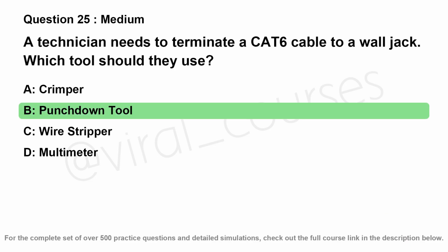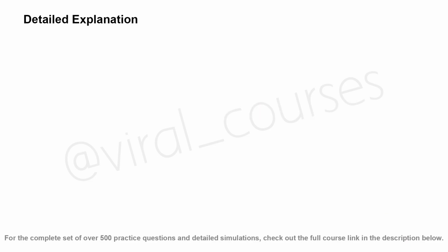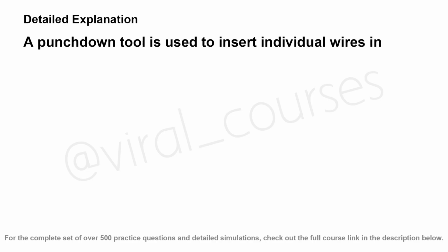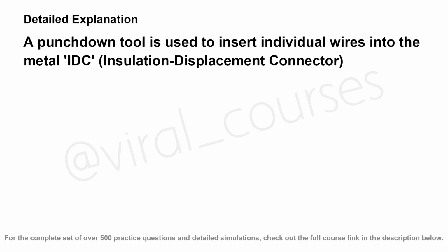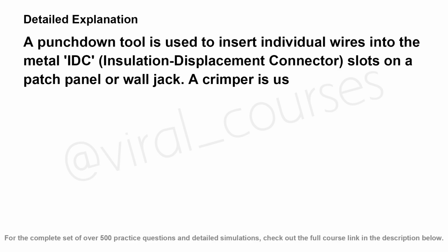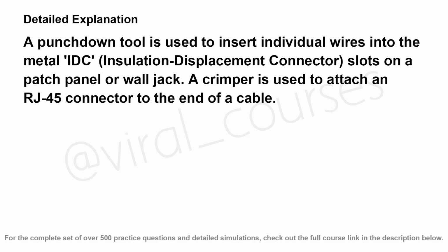The correct answer is B. A punchdown tool is used to insert individual wires into the metal IDC, insulation displacement connector, slots on a patch panel or wall jack. A crimper is used to attach an RJ45 connector to the end of a cable.